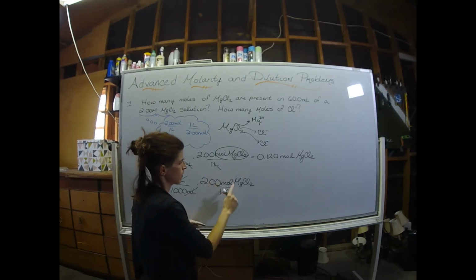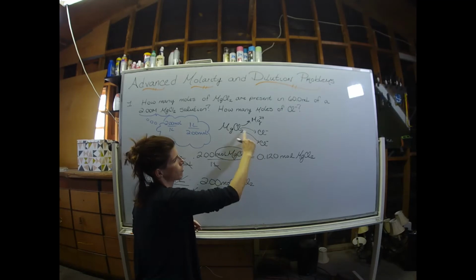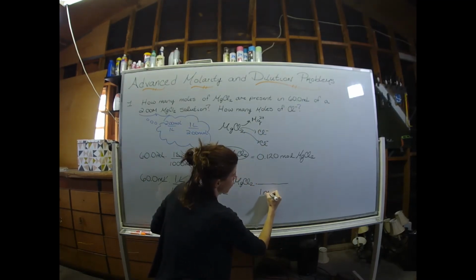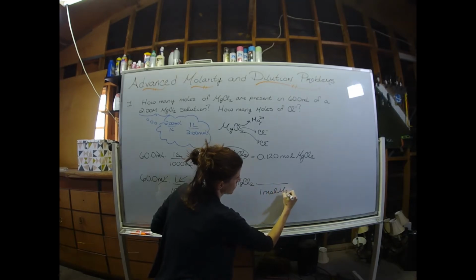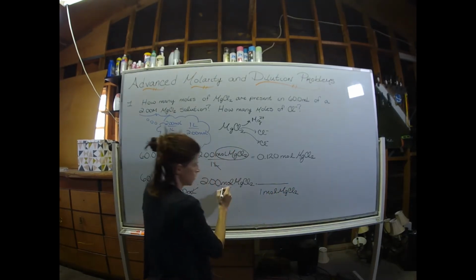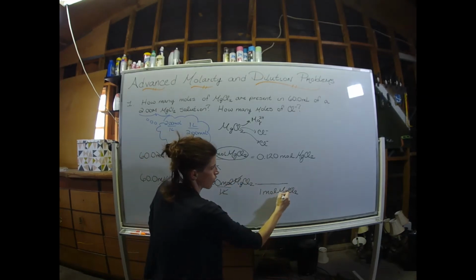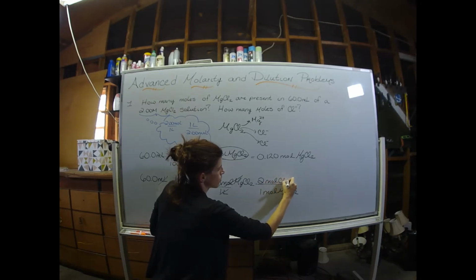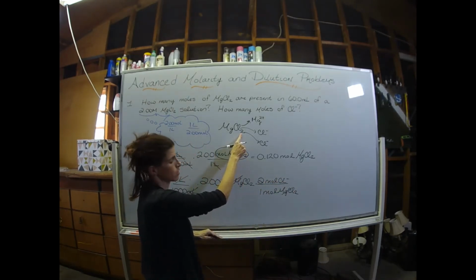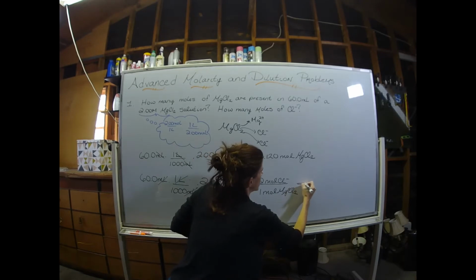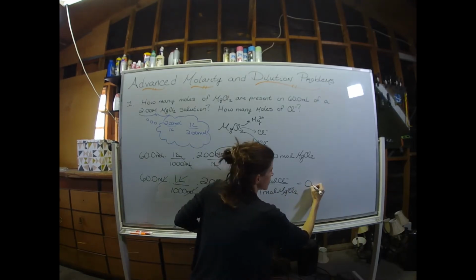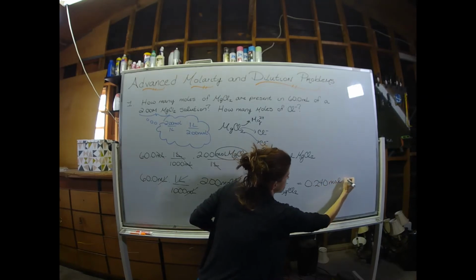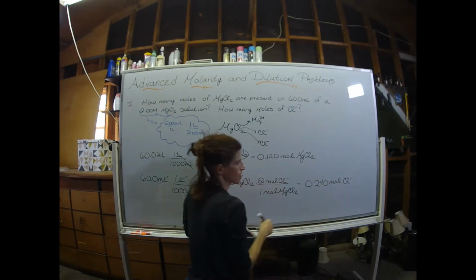Now, here's where that formula piece comes in, or thinking about how it's splitting up. For every 1 mole of magnesium chloride, that's going to allow me to cancel out moles of magnesium chloride. We expect 2 moles of chloride, and we know that because of the subscript of 2 in the formula. So my answer here is 0.240 moles of chloride in that solution.